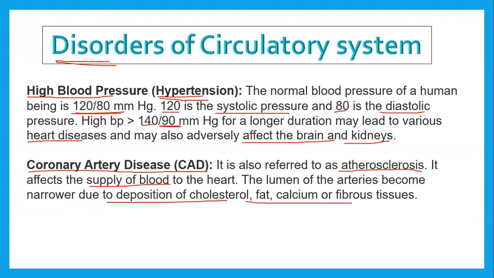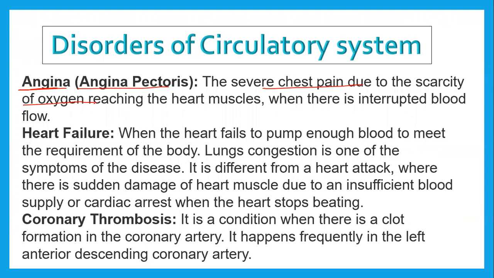What is the cause of high blood pressure? Increased heart rate. 120 over 80 is the normal, and it may rise to 140 over 90. About coronary artery disease, atherosclerosis or arteriosclerosis is due to the deposition of cholesterol, fat, calcium and other fibrous tissues in the artery, making the artery narrower. Angina pectoris means acute chest pain caused due to the insufficient supply of oxygen to the heart muscles.